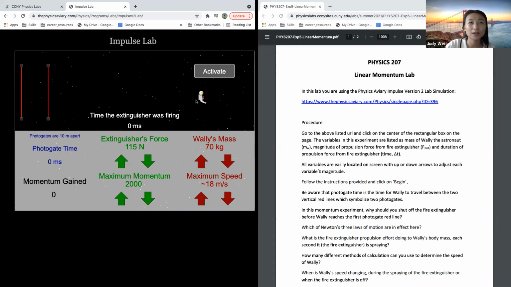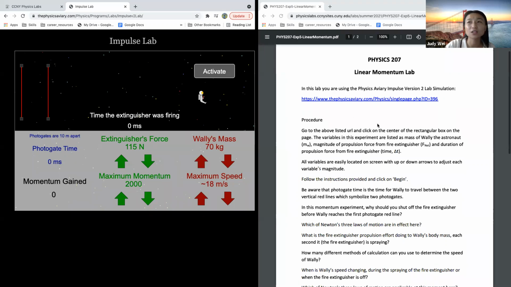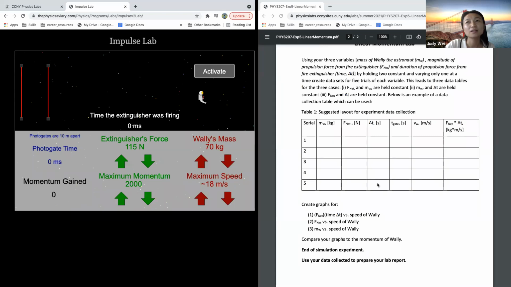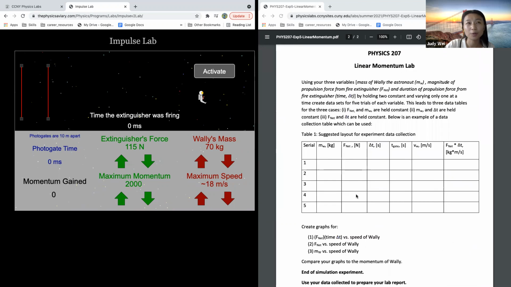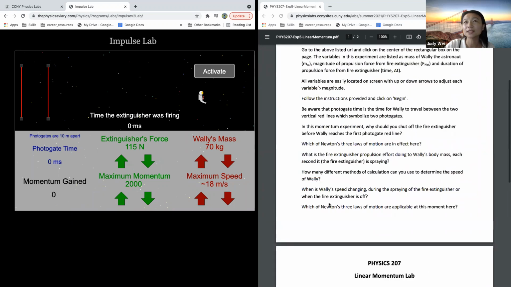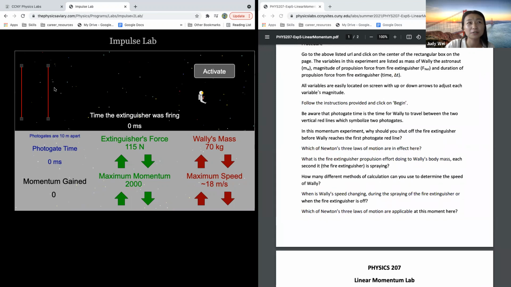The extinguisher starts firing, the astronaut starts moving with acceleration, and then we shut off the extinguisher. Then the astronaut will pass these two photo gates with a constant speed. Then we can record all this data into our final table. Before we go into this table and record all the data we need, I want to help you understand this scenario better, and understand where Newton's three laws apply here.